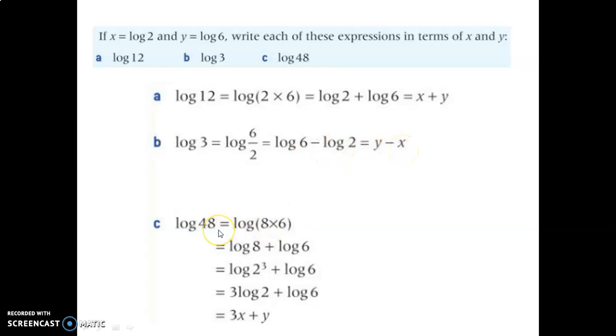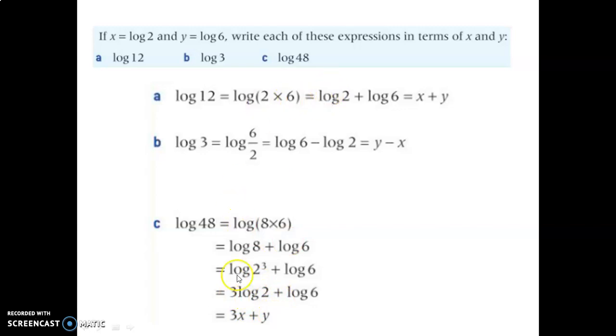The last one, 48 is 8 times 6. Therefore, we can split that into log of 8 plus log of 6. 8 taken further, because it's not one of the two we were given, is 2 to the third power. And then that 3 can drop in front. So now we do have that log 2 and log 6 like we were given in the beginning here. And we can say 3x plus y.